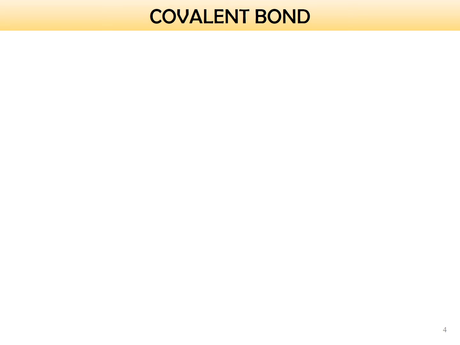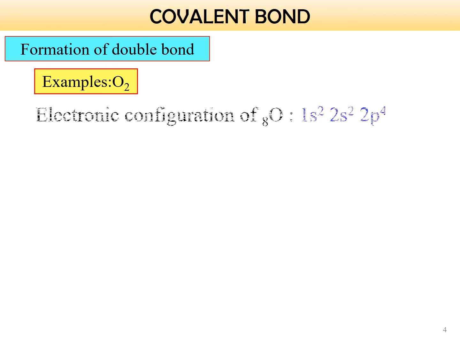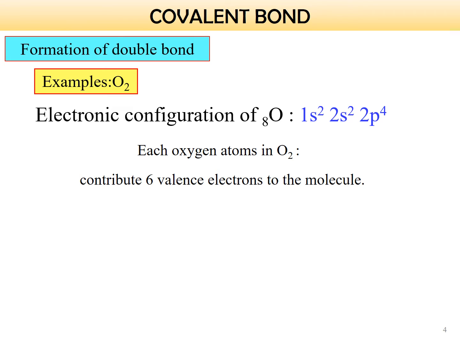For some simple molecules containing a double bond, I use the oxygen molecule as an example. First, you need to find the valence electrons by writing the electronic configuration. So, the electronic configuration of an oxygen atom is 1s2, 2s2, 2p4. Each oxygen atom contributes 6 valence electrons to the molecule.